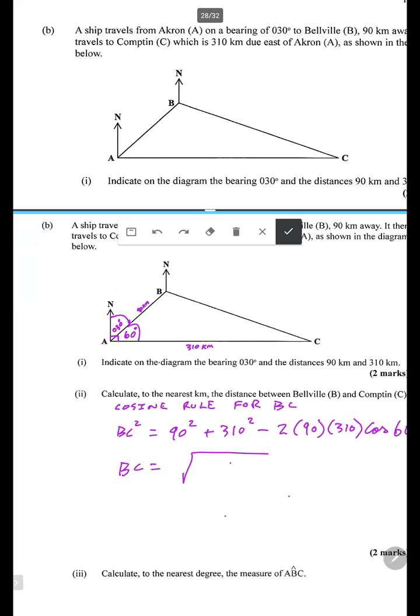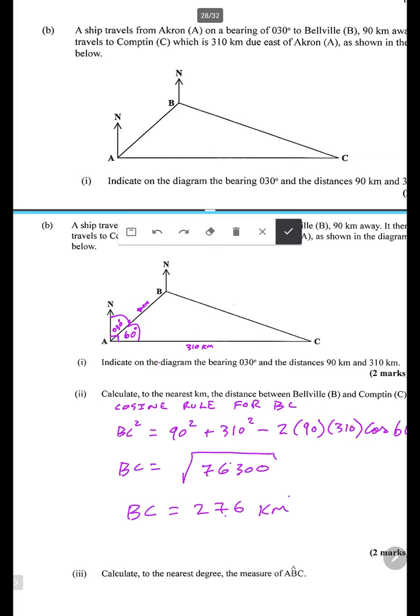All right, so let's work that out. 90 squared plus 310 squared minus 2 times 90 times 310 times the cosine of 60 degrees. Cosine of 60 degrees is actually a half. I'm getting 76,600 inside here, and yes, square root that. Square root of the answer equals, and I'm set to the nearest kilometer. So BC therefore is 276.22, which to the nearest kilometer is 276 kilometers.